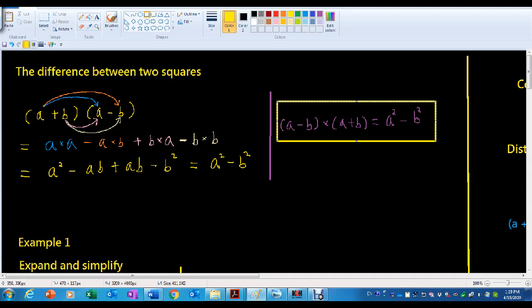What we are going to do is to use that result directly. If you see that it's the difference times the sum, then the answer is just the square of the first term, take away the square of the second term. You are not going to use FOIL anymore if you see the pattern of the given binomials, right?